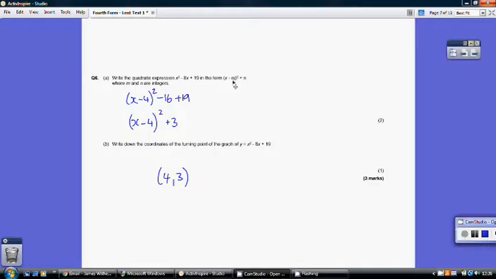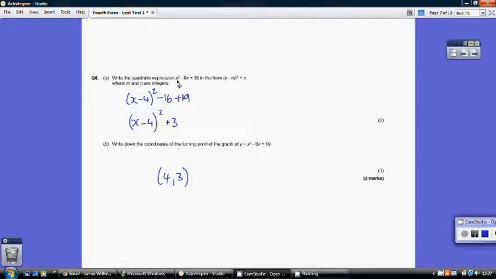Question 6. So given we need it in this format, we need to complete the square. So the key opening step, remember, you start off by halving the coefficient of x. So minus 8 is giving us minus 4. So our opening term is x minus 4 all squared. Now when you do x minus 4 all squared, so x minus 4 times x minus 4, you get x squared minus 8x plus 16.